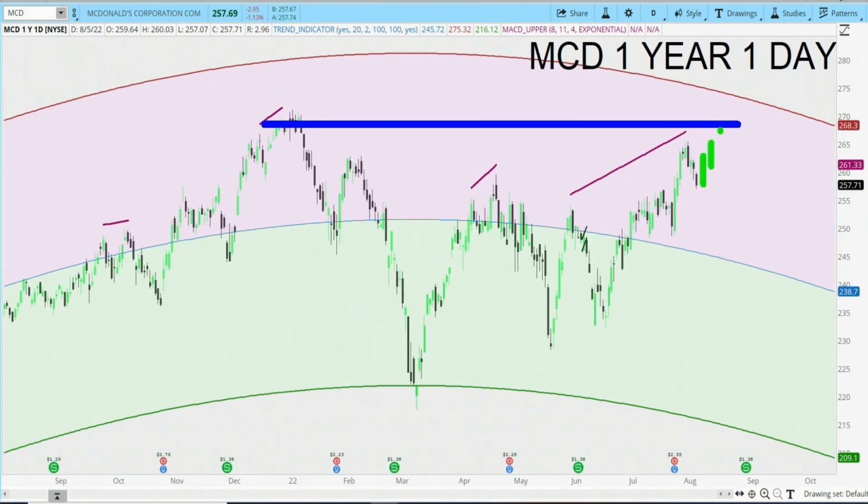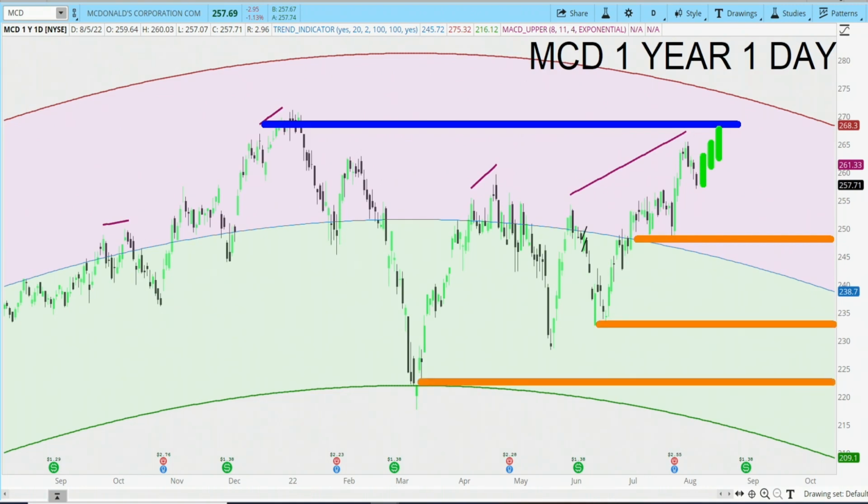You might want to wait until price action comes back into this $270 level before selling off back down to support. You can use $250, $230, even $225 as targets.